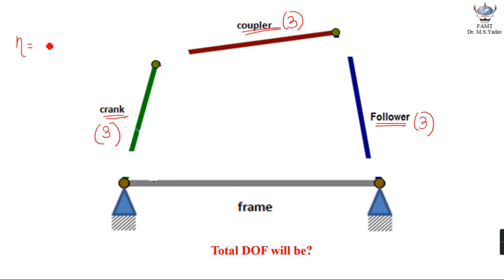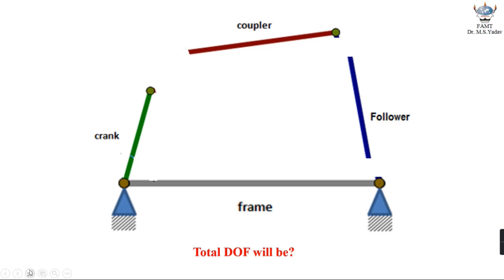So all in all, this configuration will have 3 plus 3 plus 3, total 9 degrees of freedom. Now let us allow this crank to form a turning pair with the frame. Like I said earlier, we were having 9 degrees of freedom, and now this crank has formed a turning pair with the frame at this particular point. So from 9 you have lost 2 degrees of freedom, because we have understood that at every lower pair formed, 2 degrees of freedom will be lost.